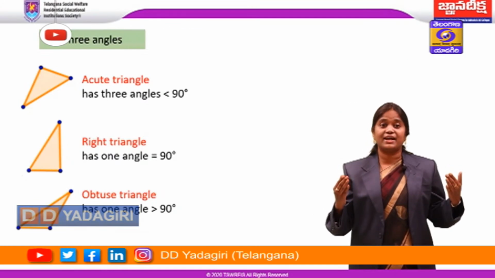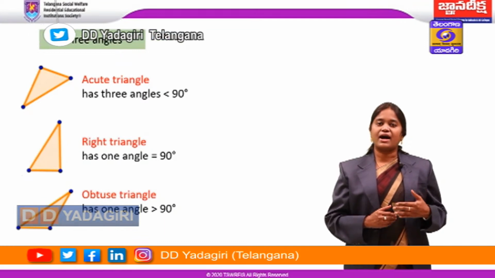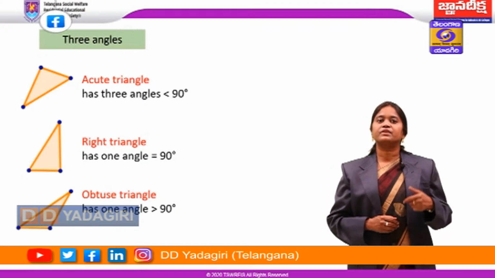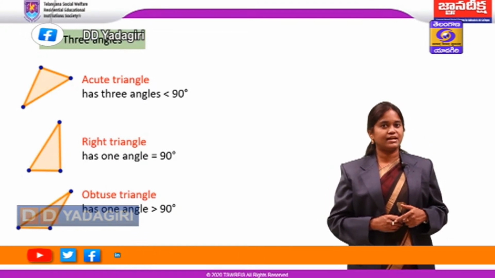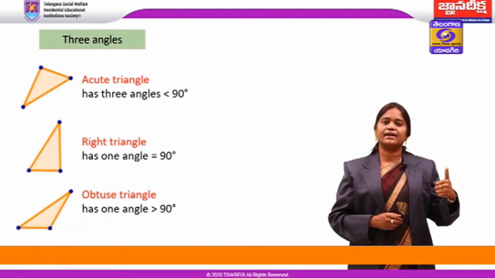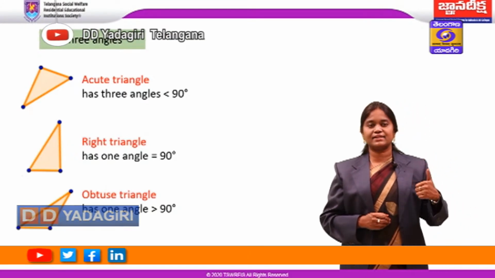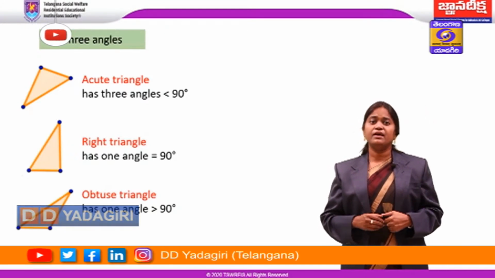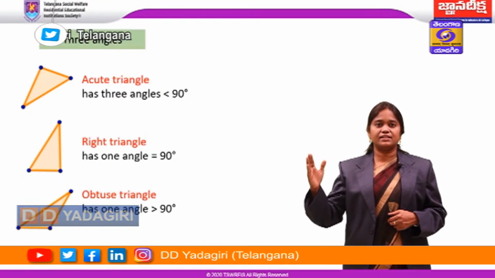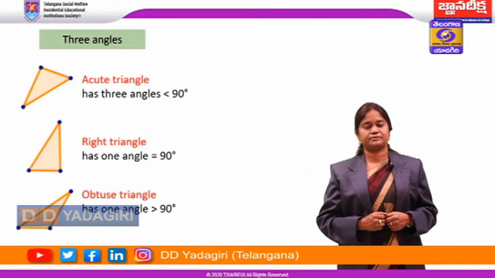We get three triangles. So, based on angles, the triangles are categorized as acute triangle, right triangle and obtuse triangle. An acute triangle is a triangle where all of the three angles are acute. They are less than 90 degrees. All the three angles are less than 90 degrees.